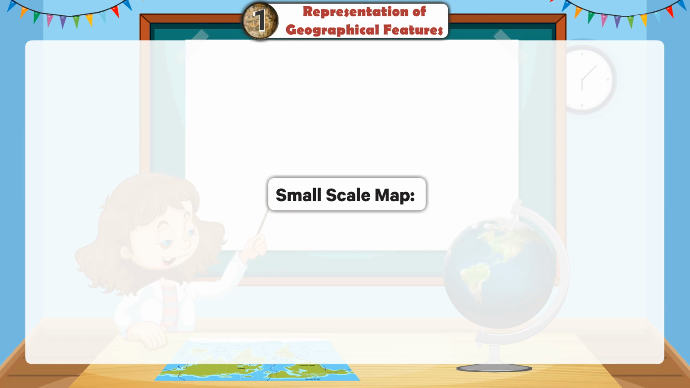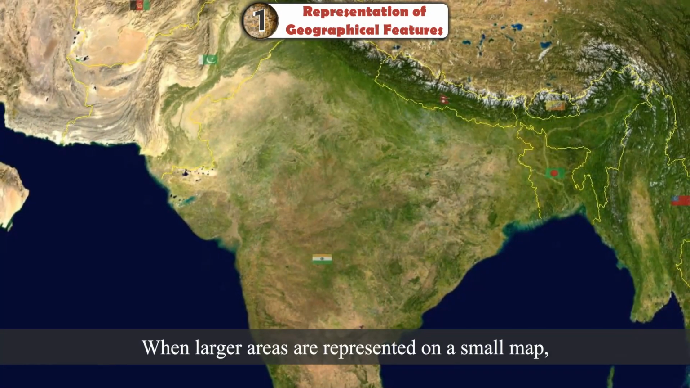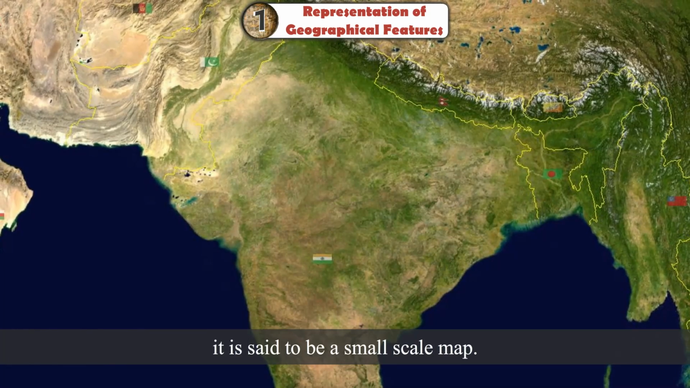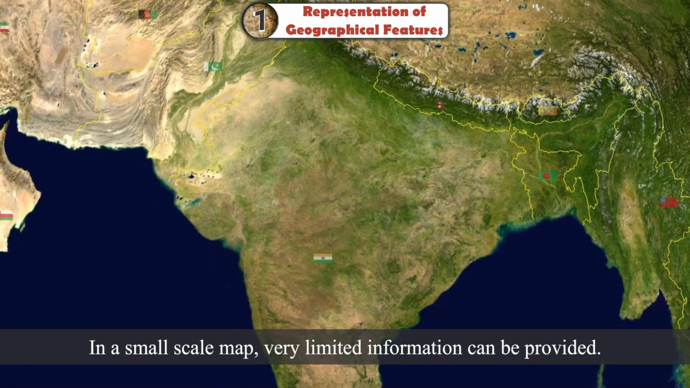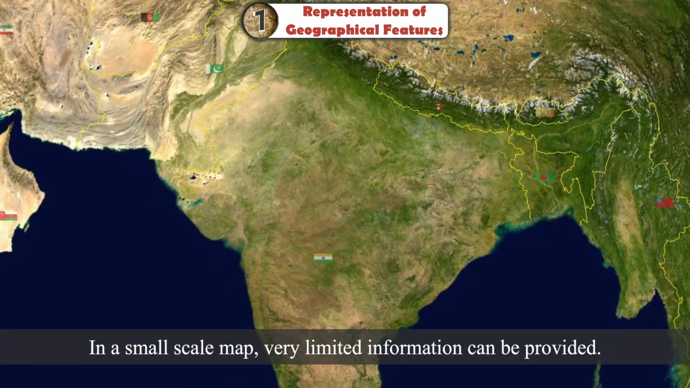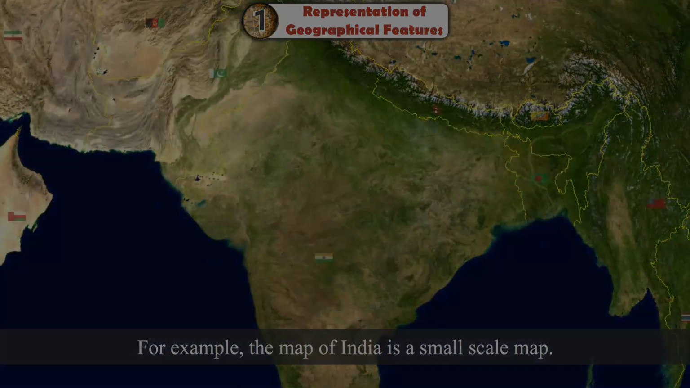Small scale map. When larger areas are represented on a small map, it is said to be a small scale map. In a small scale map, very limited information can be provided. For example, the map of India is a small scale map.